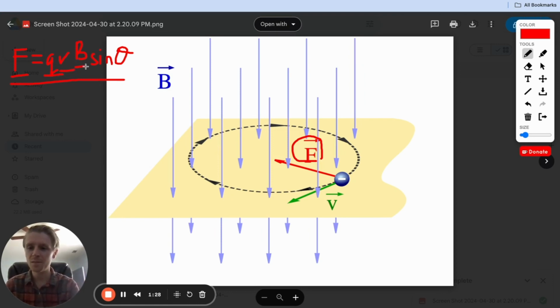Now this uppercase B, that's not quite as common, but you actually will see that a decent amount. Uppercase B refers to the strength of the magnetic field. And finally, sine theta. We know theta is an angle. We're taking the sine of some angle. So what angle are we dealing with?